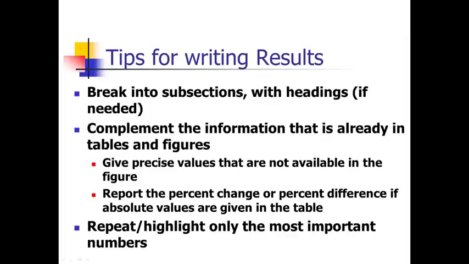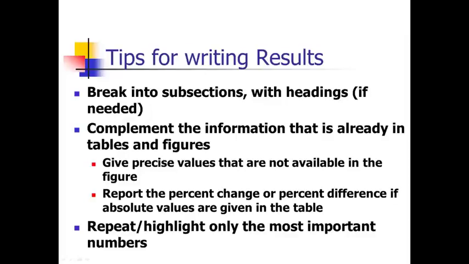Also, if you've got something in a table where you've presented the absolute values in the two groups, like the bad witches exercise 30 minutes a day and the good witches exercise 60 minutes a day, rather than repeating those numbers, if you want to highlight how large that difference is, you could give the percent change or percent difference. So you could say that good witches exercise twice as much every day as bad witches.